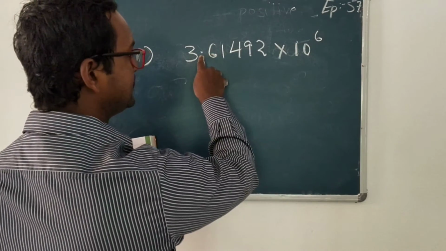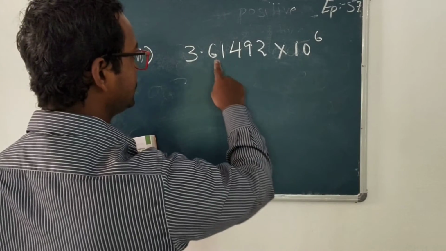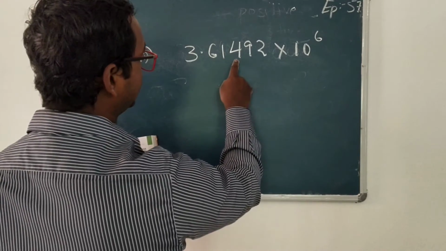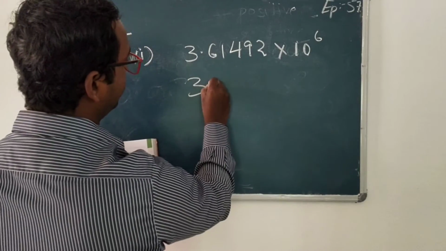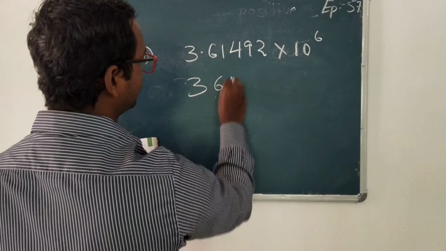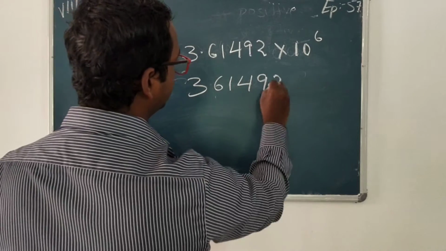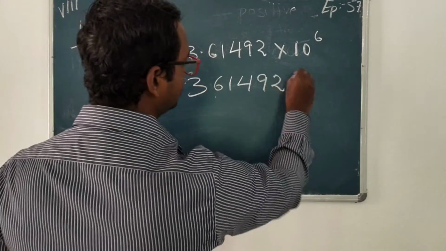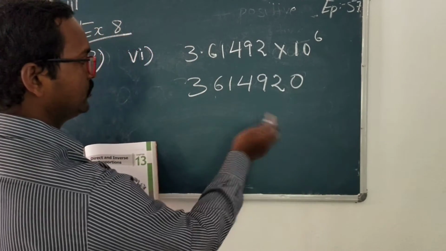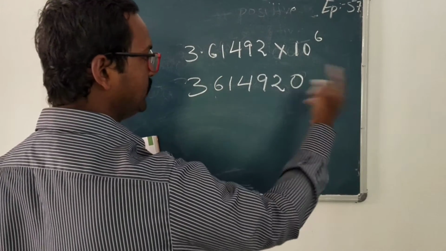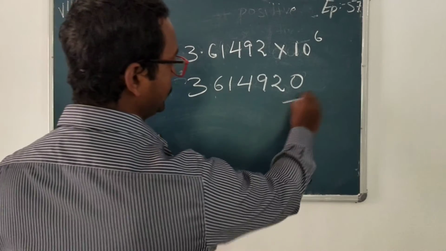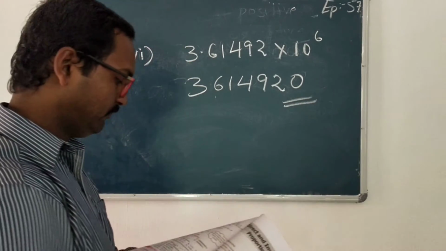So now when the decimal is here, 6 positions towards the right is 1, 2, 3, 4, 5, and one more will come. We have 3.61492, and because we have to show 6 positions, only 5 are there. To add one more position, we will add a 0 here. So the final answer is 361492 0.